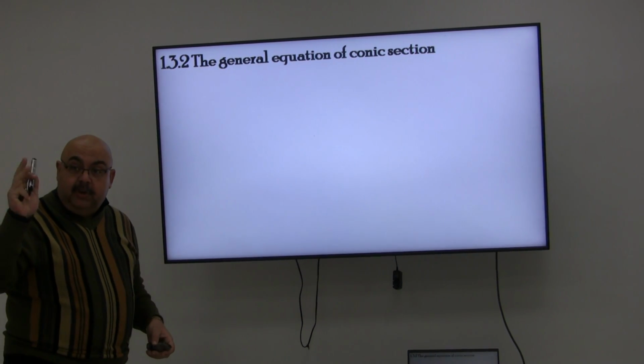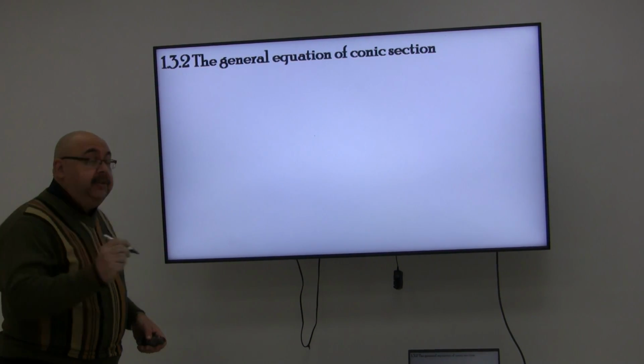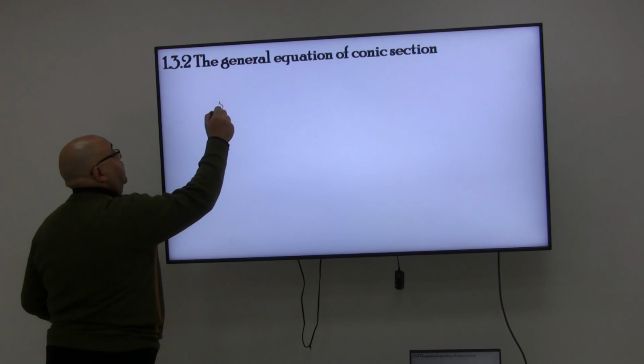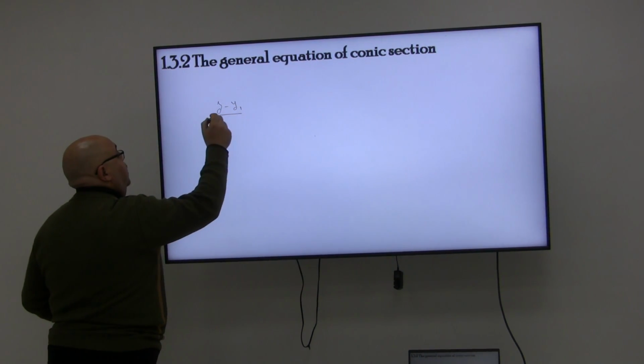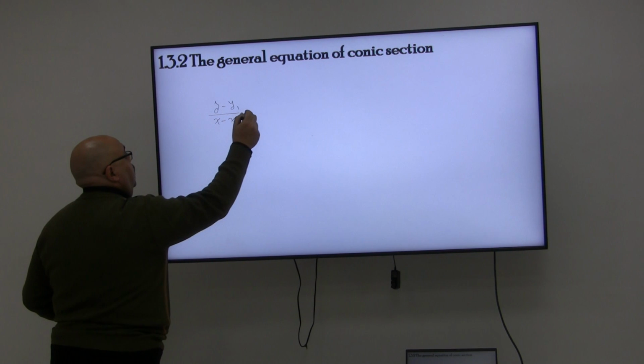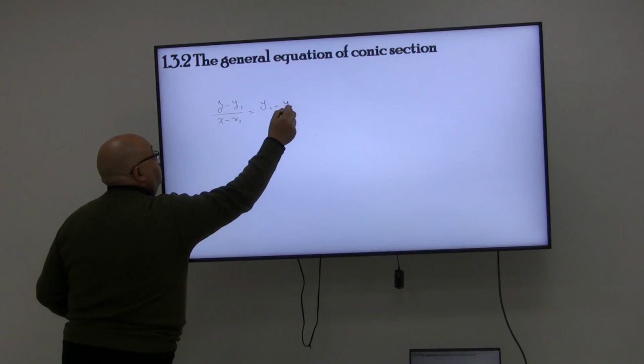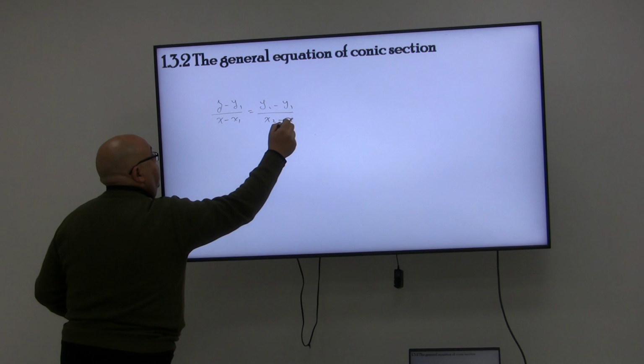Does anyone remember the equation of a straight line between 2 points? What were you doing, Mr. Farid? You would write y minus y1 divided by x minus x1 equal to y2 minus y1 divided by x2 minus x1.